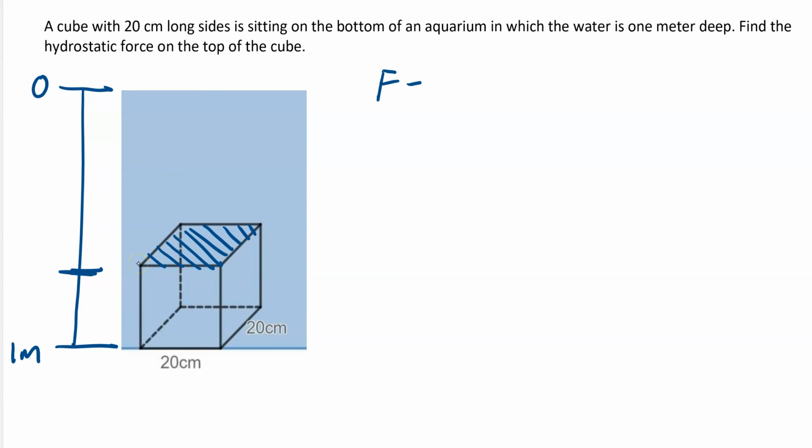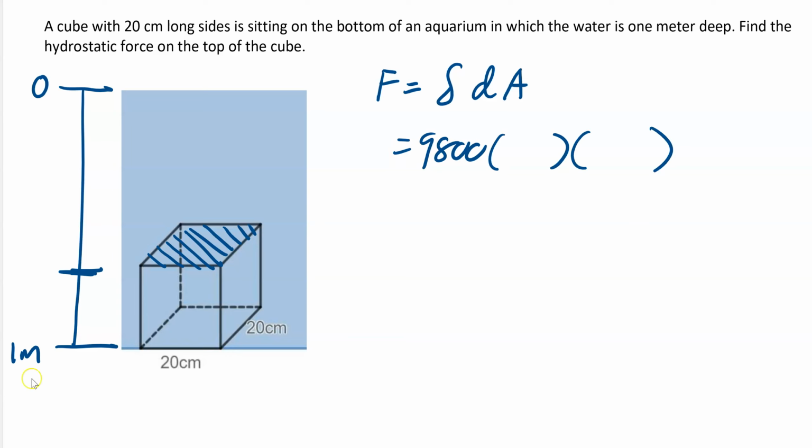Our force, we know, is pressure times area, so it's delta d dA. We already know our delta, that's 9,800. The reason I'm not putting an integral right now is because we don't need it. This is just one slice that we're looking at, so it literally is the force coming down straight here. It's not adding up different pressures. The pressure at this location is the same at every single point on that cube. So we just need the depth.